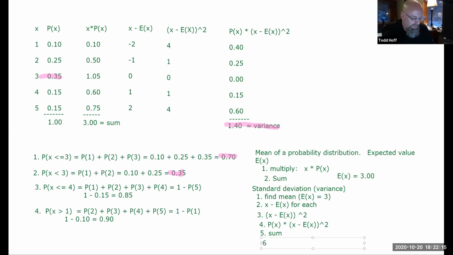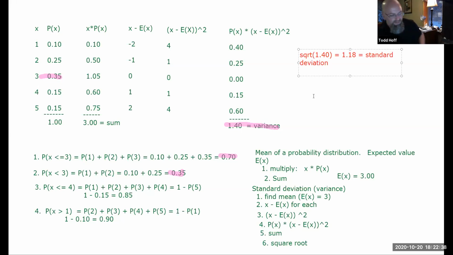If I want to find the standard deviation, I need one more step. It's the square root. Square root of 1.40 equals 1.18. I believe that is the standard deviation. So we can find the mean and standard deviation of a probability distribution fairly simply just by doing those steps.